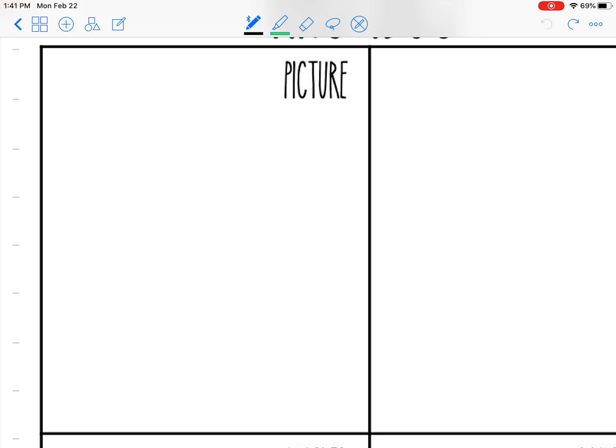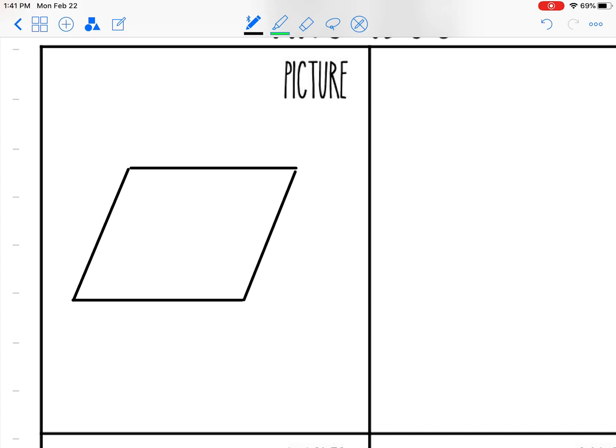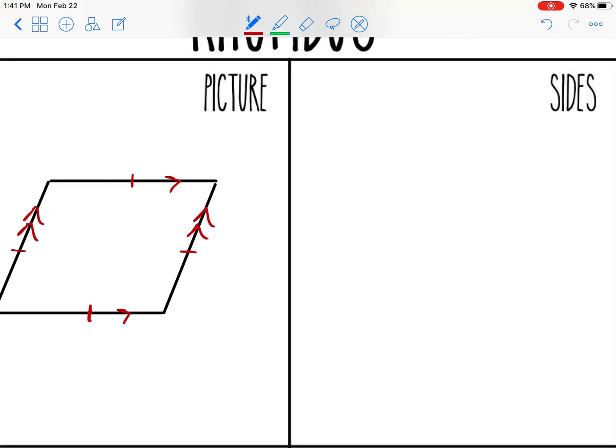You know what, let me do that better with my straight edge tool here for you. Okay, so let's start with the sides. Passed down characteristics: opposite sides are parallel. Opposite sides are also congruent, but with a rhombus, a new characteristic is that all the sides are congruent. So yes, opposite sides are congruent, but they're all congruent here. So let's go ahead and write those down.